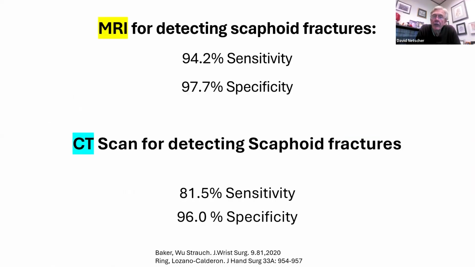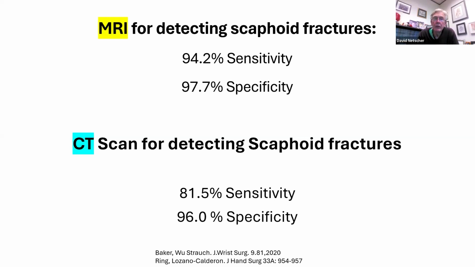Now, what happens if you've got an X-ray that is reportedly normal, but you have pain and tenderness, as we've already demonstrated by our clinical findings? Well, one option is to put the patient in a thumb spica splint and then re-X-ray in 10 days or so, and then reevaluate because the fracture may now become apparent. Another option is to go immediately to special imaging.